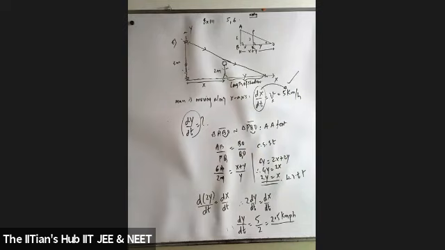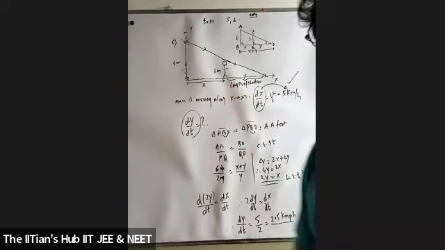And then, sir, how can you say that 5 by 2? Then dy by dt is 5 by 2. How can you say that, if you only know this?